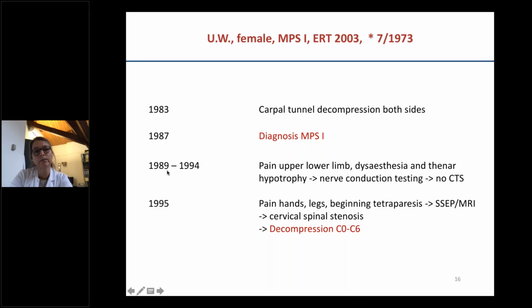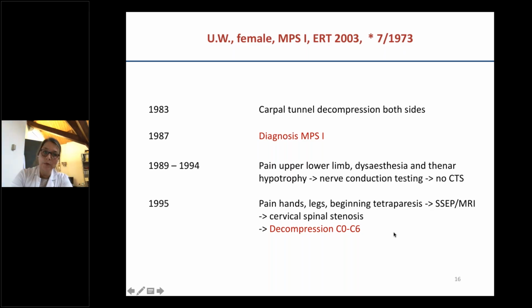So only 5 years after the decompression, she developed pain, not only in the upper limb, but also in the lower limb. She had dysesthesia, and she had an aggravation of the thenar atrophy, but the nerve conduction testing of the median nerve was stable. So there was no suspicion of recurrence of the carpal tunnel syndrome. And it took 1 more year to figure out that her main problem with the symptoms was not the carpal tunnel, but the cervical spinal stenosis, which was mainly made visible by electrophysiological testing like SSEPs.